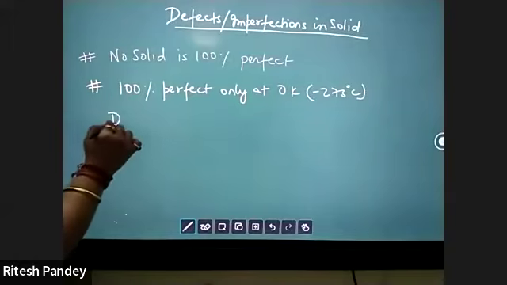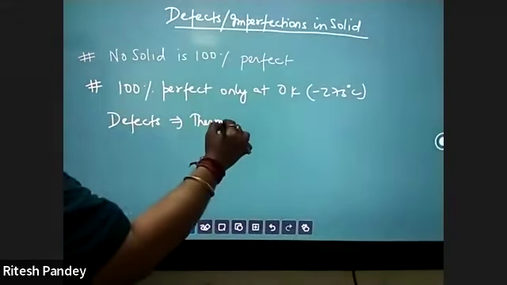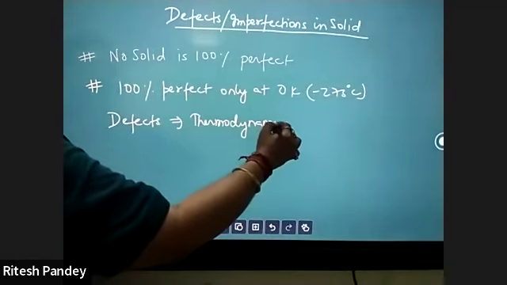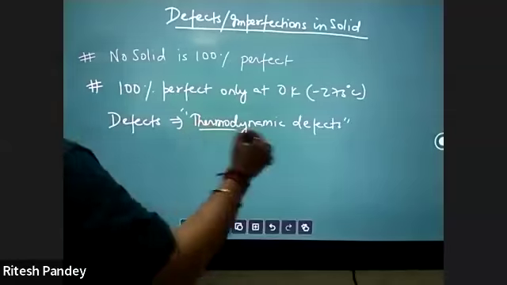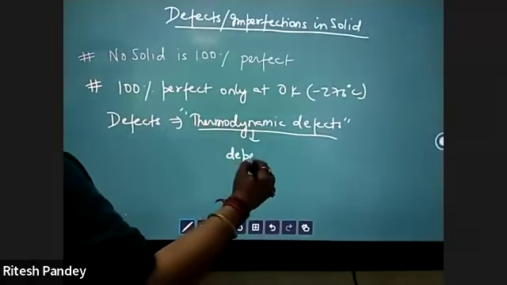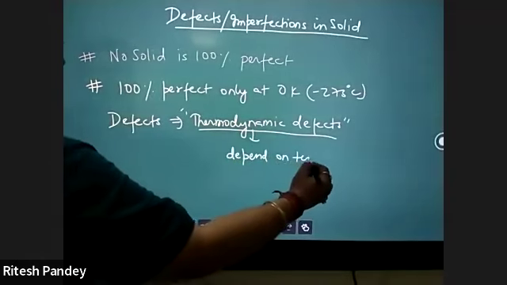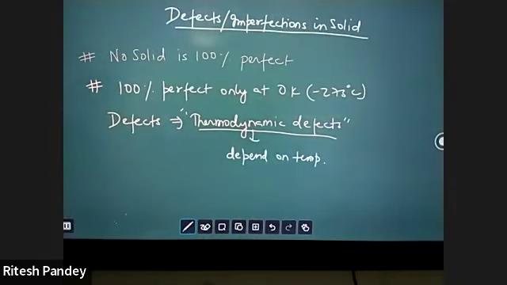And these defects are generally called thermodynamic defects. They're called thermodynamic defects because you'll see they'll depend on or increase with temperature. So because they're going to increase with temperature, at minimum possible temperature, at 0 Kelvin, which is hypothetical, there's going to be no imperfection. I'm going to call them thermodynamic defects.